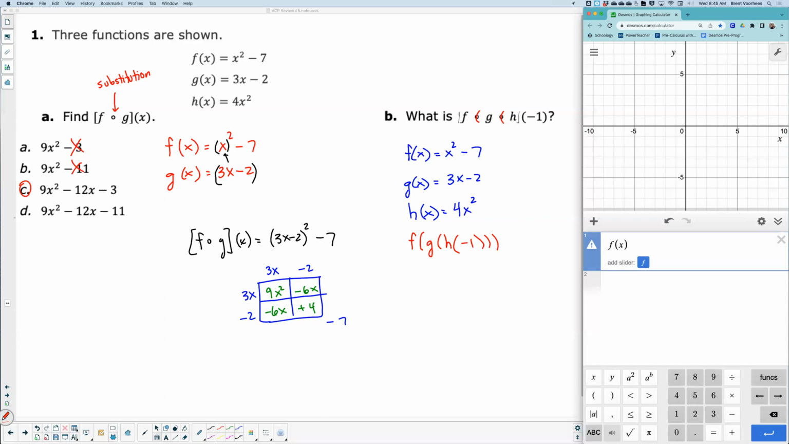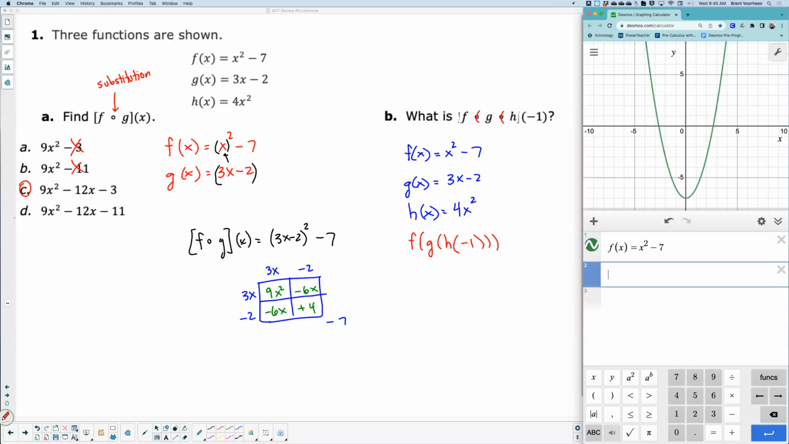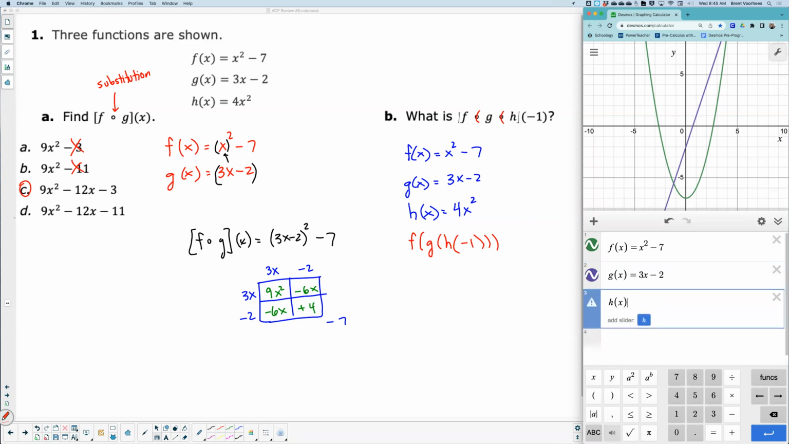So my first equation is f of x equals x squared minus 7. My second equation, g of x, is equal to 3x minus 2. My third equation, h of x, is 4x squared.